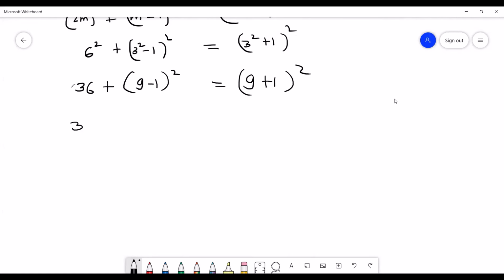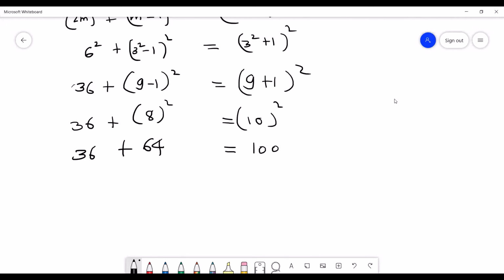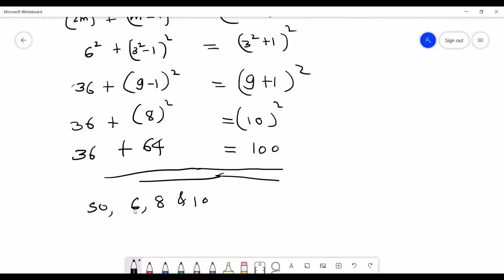So again it is 36 plus this is 8 square and this is 10 square. So this is 36 plus 8 square is 64, 10 square is 100. Yes, it is satisfying. 36 plus 64 is 100. So we can say 6, 8, and 10 form a Pythagorean triplet.